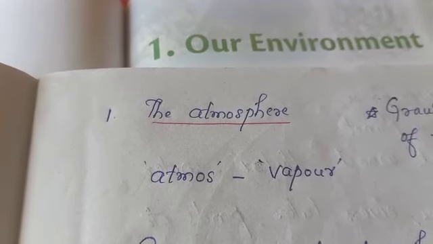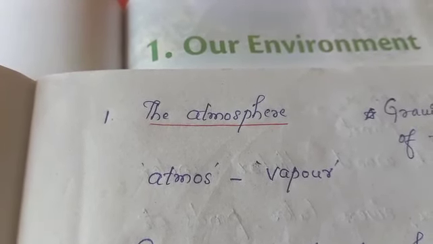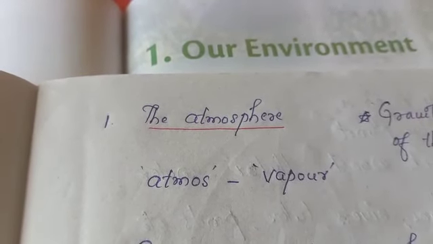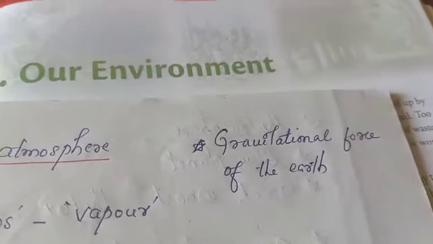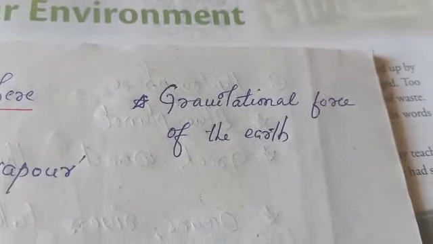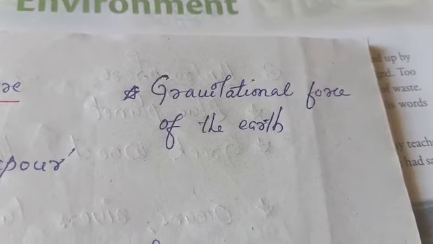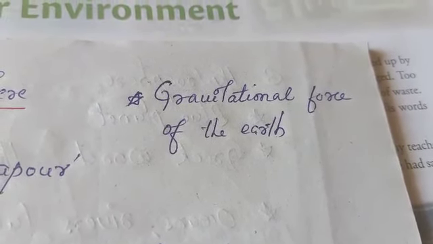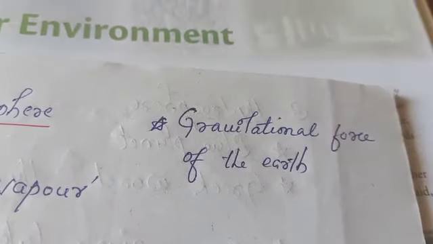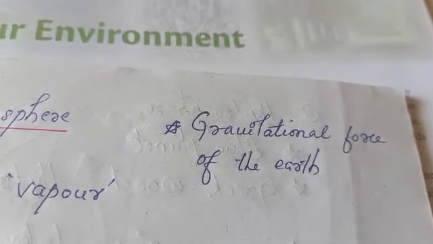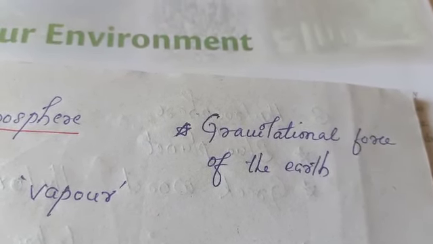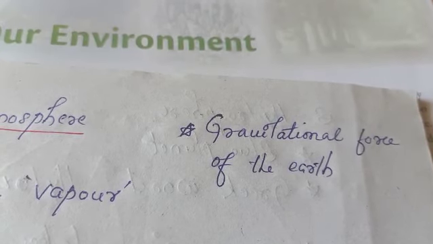Actually, what makes the earth hold the atmosphere around it? It's gravitational pull or gravitational force. The gravitational force of the earth makes the atmosphere surround it. What is meant by gravitational force of the earth? The force of the earth to pull or attract everything to its center is called gravitational force or gravitational pull of the earth.